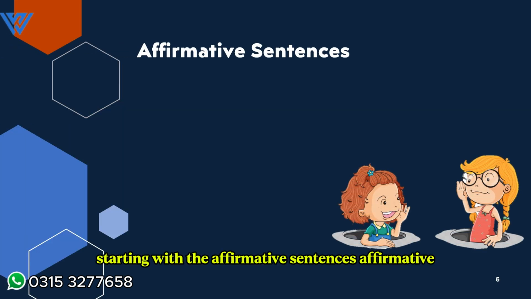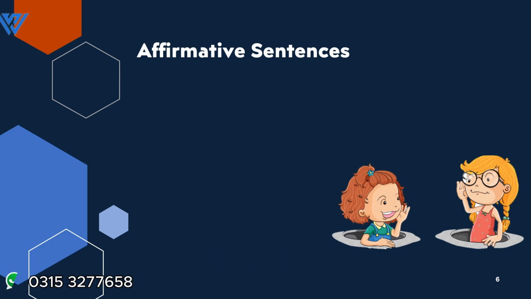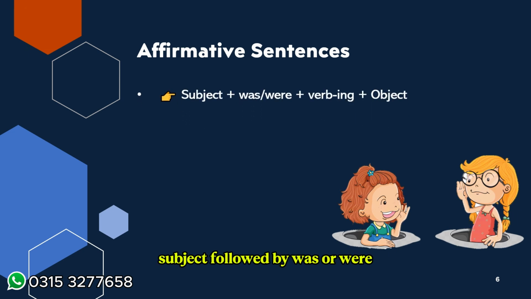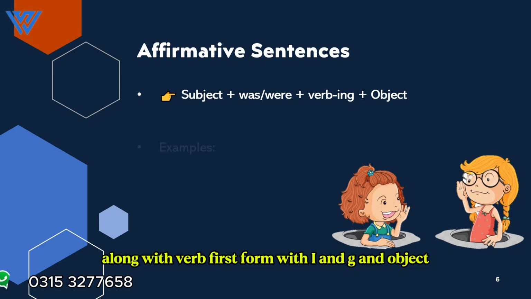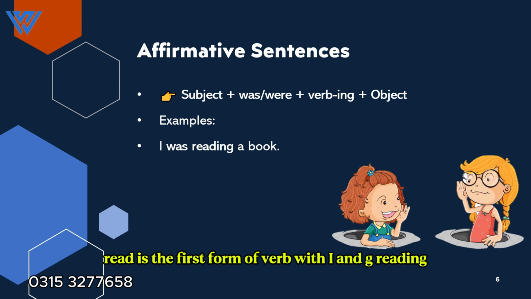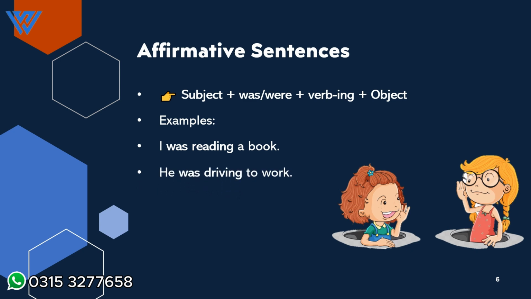Starting with the affirmative sentences. Affirmative sentences are also called positive or simple sentences. Let's see what's the sentence structure. The sentence structure would be subject followed by was or were along with verb first form with ing and object. Let's see some examples. I was reading a book. I is the subject, was is the helping verb or auxiliary verb, read is the first form of verb with ing, reading, and a book is an object.